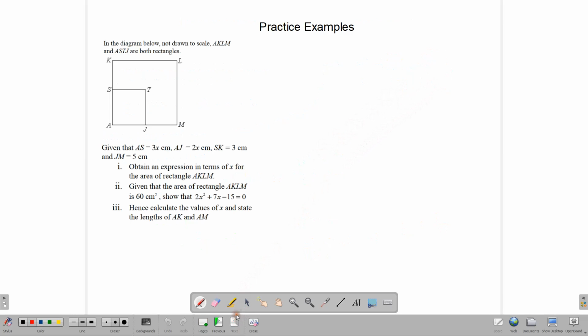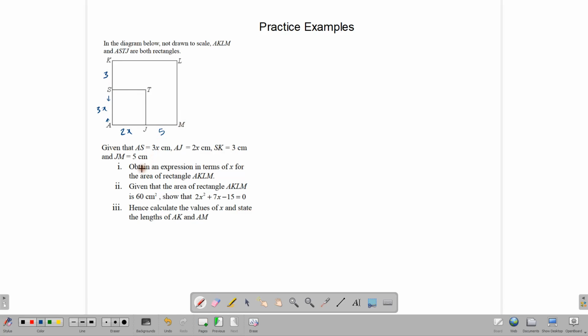Okay, we now look at our final question. Here we have two rectangles in the diagram below, not drawn to scale. AKLM and ASJT are both rectangles. So we have AS is equal to 3x. We can write those in. AS is equal to 3x. That's from here to here. AJ is equal to 2x. That's that section there. SK is 3. So that's here. And JM is 5.